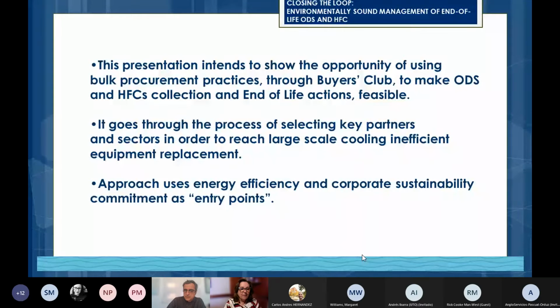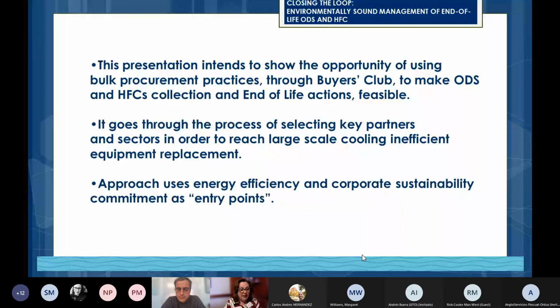Well, before we look into mapping or managing ODS and HFC banks, we need to actually access and collect them, preferably in quantities large enough to be of interest and economically viable. We structured this presentation to show the opportunity of using bulk procurement practice through Buyers Club to make feasible ODS and HFC collection and then end-of-life necessary actions.